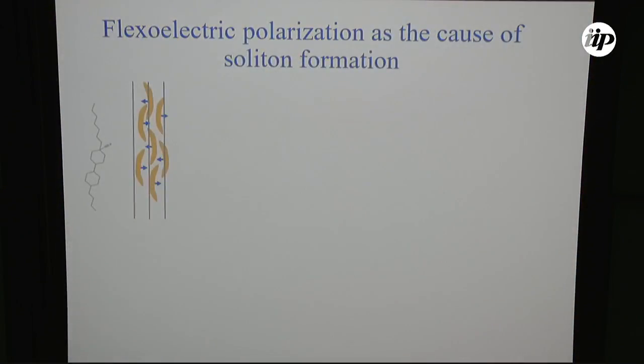So the experimental observations demonstrate that we are dealing with three-dimensional particle-like excitations, but the mechanism by which they are created is not clear yet. So it cannot be the dielectric anisotropy, it cannot be the anisotropy of the electric conductivity. It must be something else, and one of the plausible mechanisms is the so-called flexoelectric polarization.